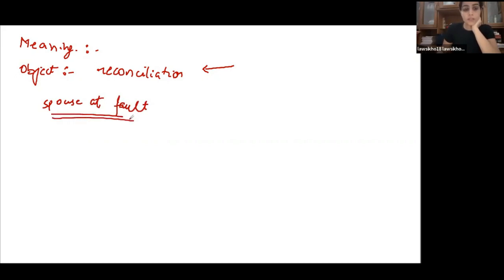The spouse who's at fault, if he or she lives separately, will get an opportunity to understand the fault and to work upon it, and to ultimately reconcile if it's possible. Okay, so as under decree of restitution of conjugal rights, same is the case with judicial separation also.